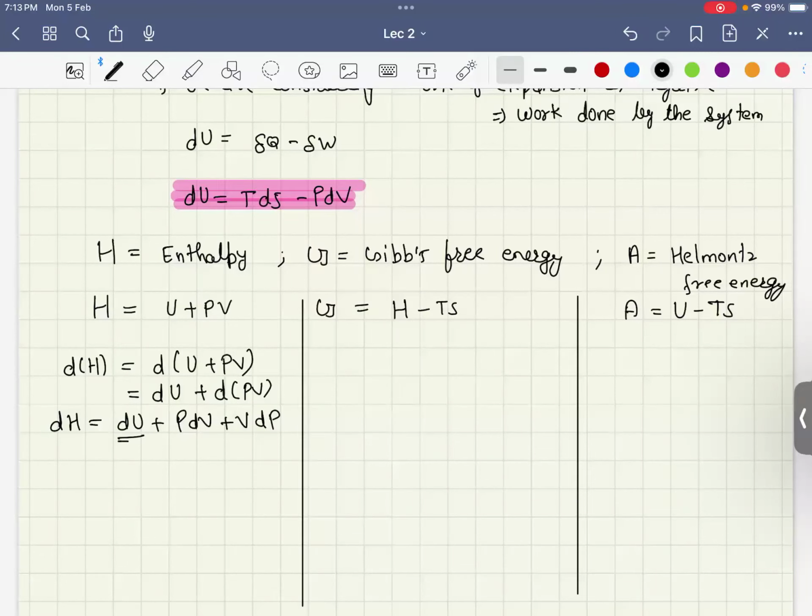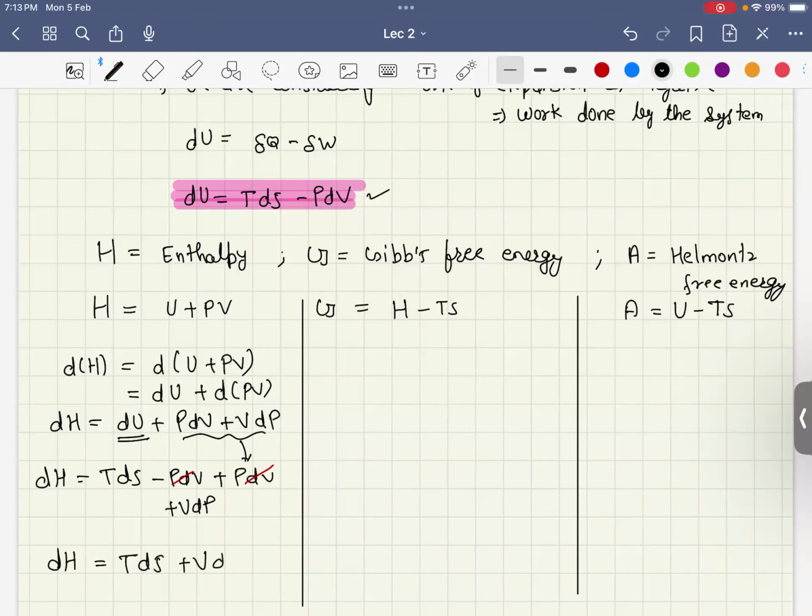Okay, but what is dU also equal to? dU is also equal to TdS minus PdV. So dH is equal to TdS minus PdV plus PdV, this term as it is, plus VdP, right? So now this is going to get cancelled, and what we are left with is dH is equal to TdS plus VdP, right?